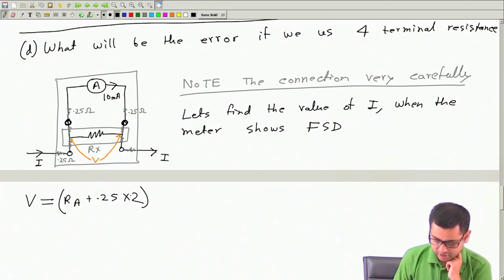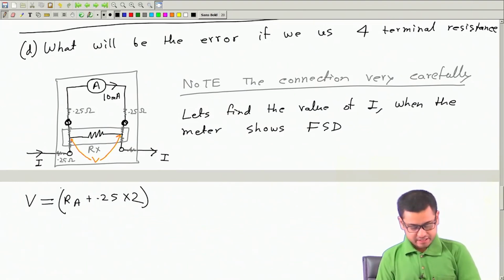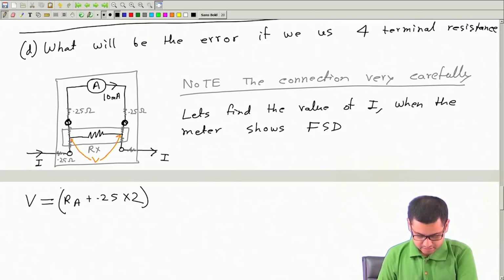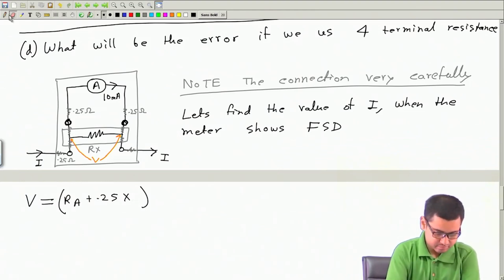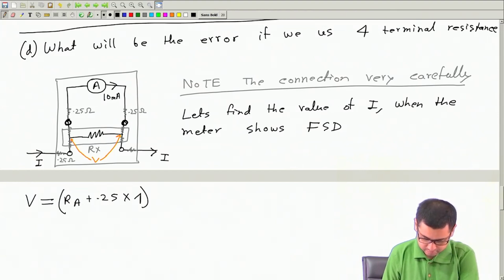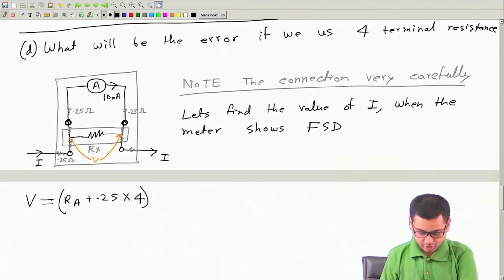Oh sorry, there are 4, 1 2 3 4, so this will be multiplied by 4. Okay, so we have a contact resistance of 0.25 ohm, 0.25 ohm, 0.25 ohm and 0.25 ohm coming everywhere.